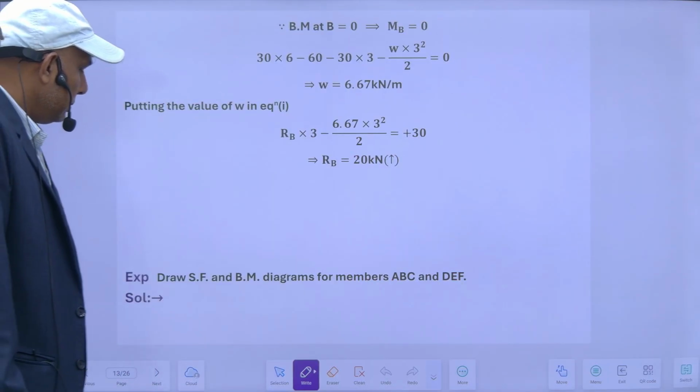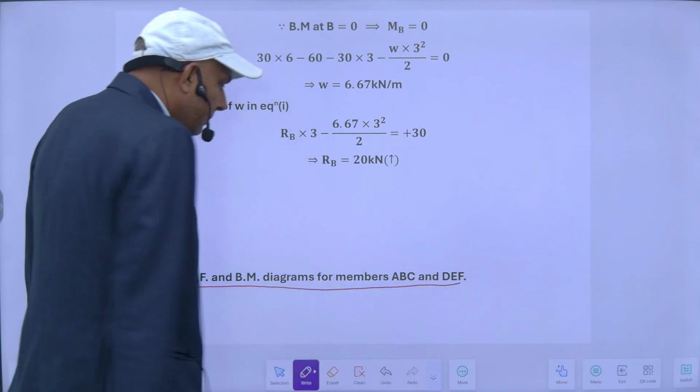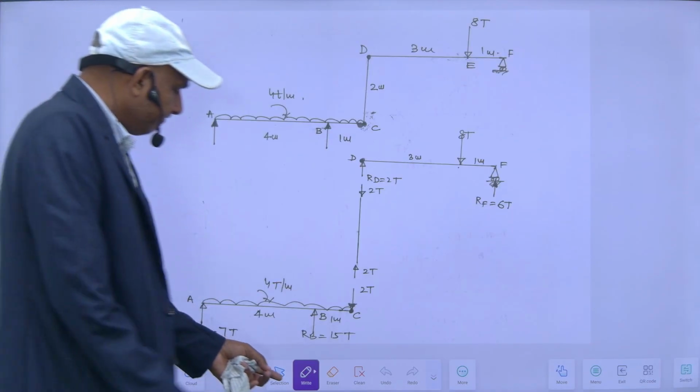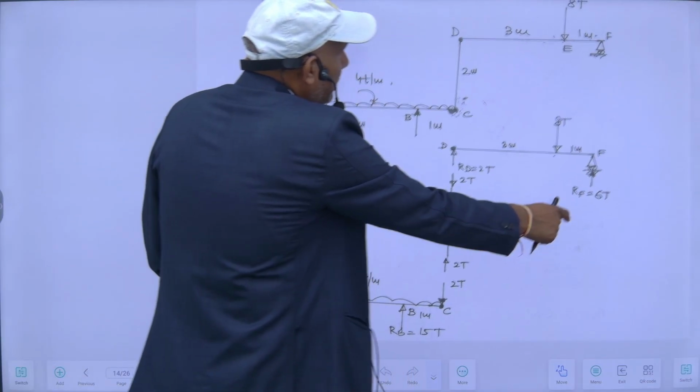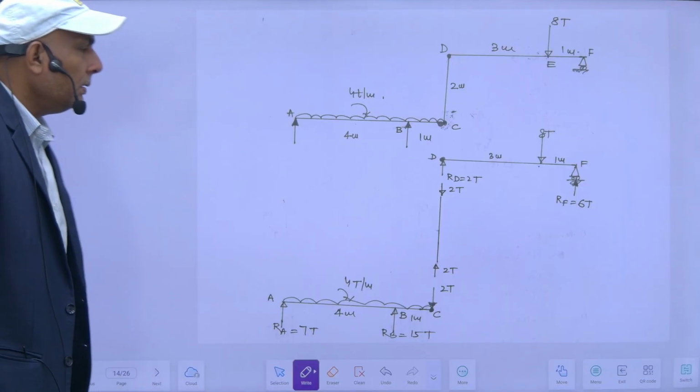So let's start the new numericals. Draw SF and BMD for the members ABC and DEF. So this is the question. I have to draw its SFD and BMD. Let's start.